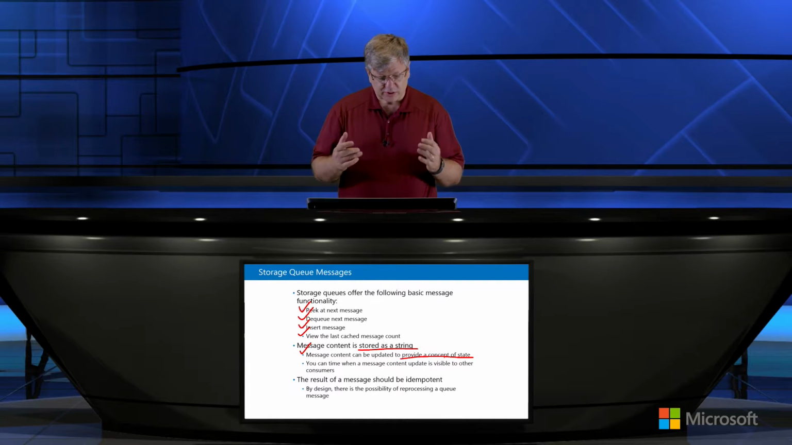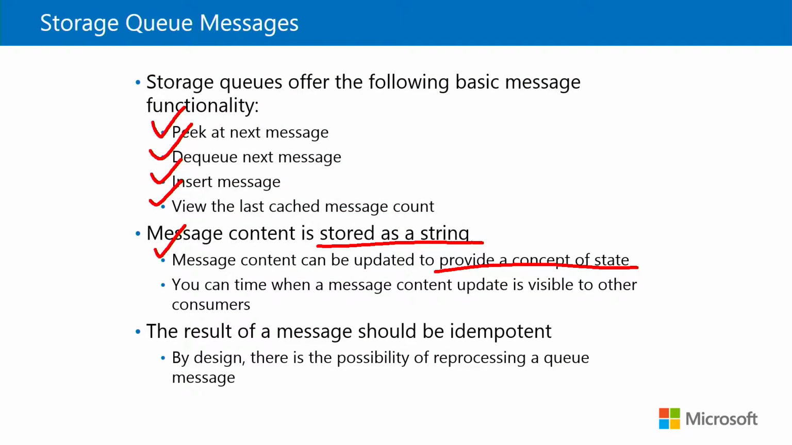Now, the result of a message should be idempotent. What does that mean? It means there's a possibility of reprocessing a queue message, and that should never be detrimental.